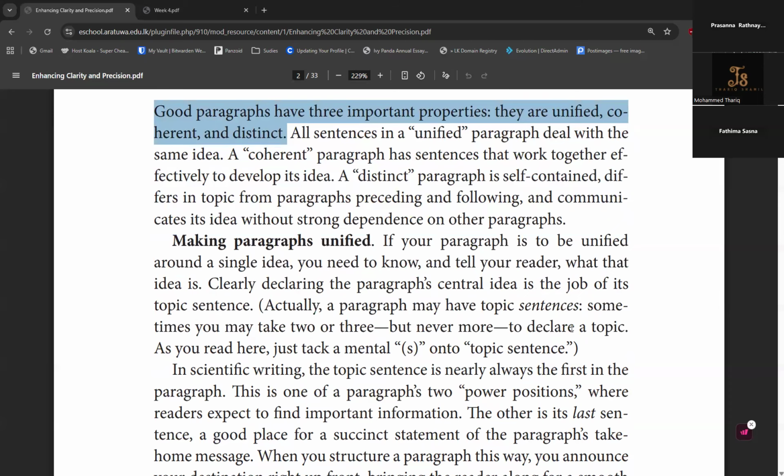Good paragraphs have three important properties. They are unified, coherent, and distinct. So the very idea that the author wants to communicate is directly stated clearly. And we call this very place, if you could remember, the topic sentence. Can you remember? We discussed this thing. Can you remember topic sentence? We talked about two power positions in a paragraph. The first thing is the topic sentence. What happens in a topic sentence, Sasna, as you understood now?